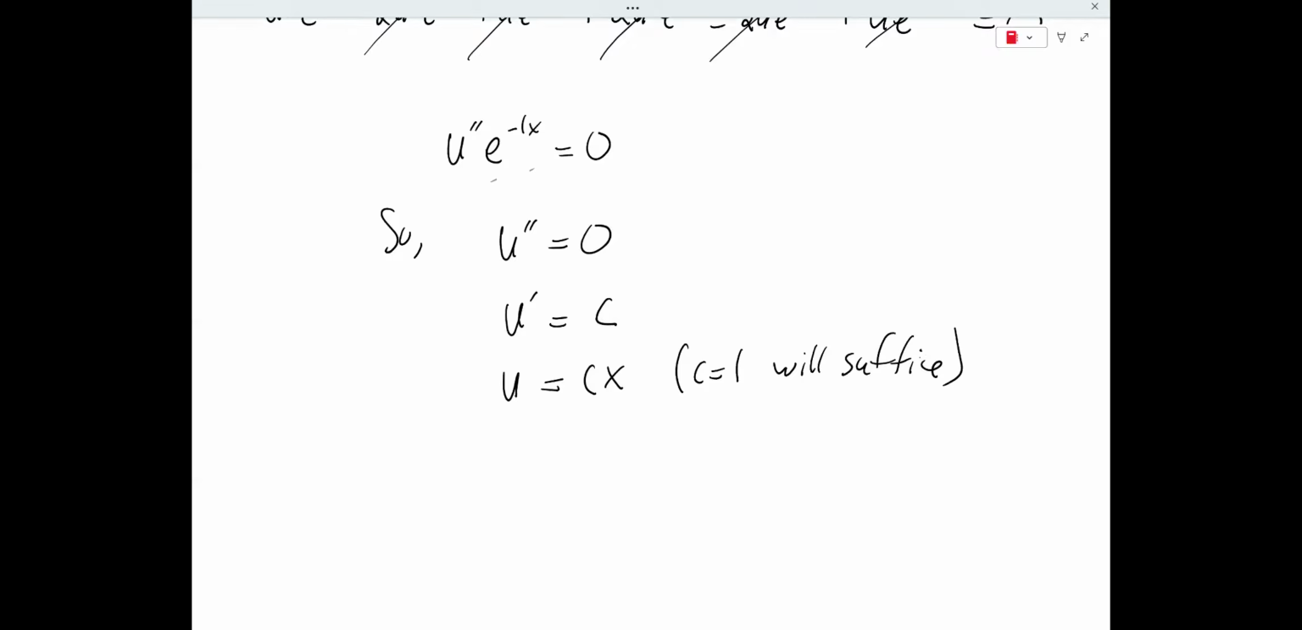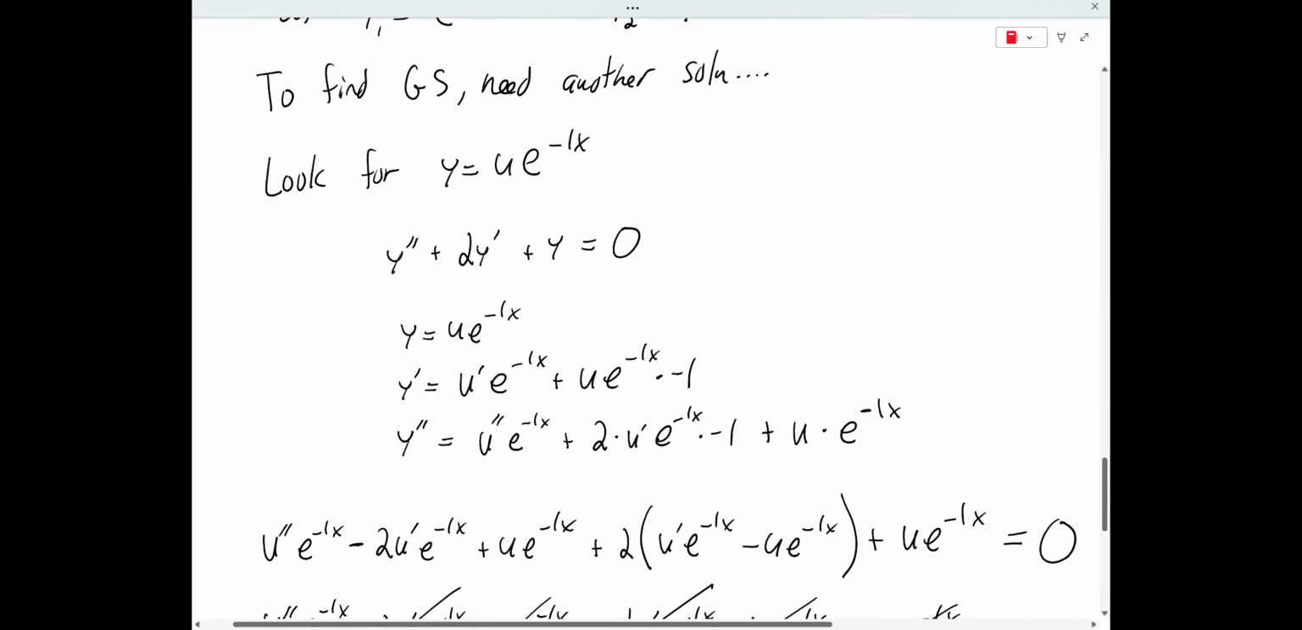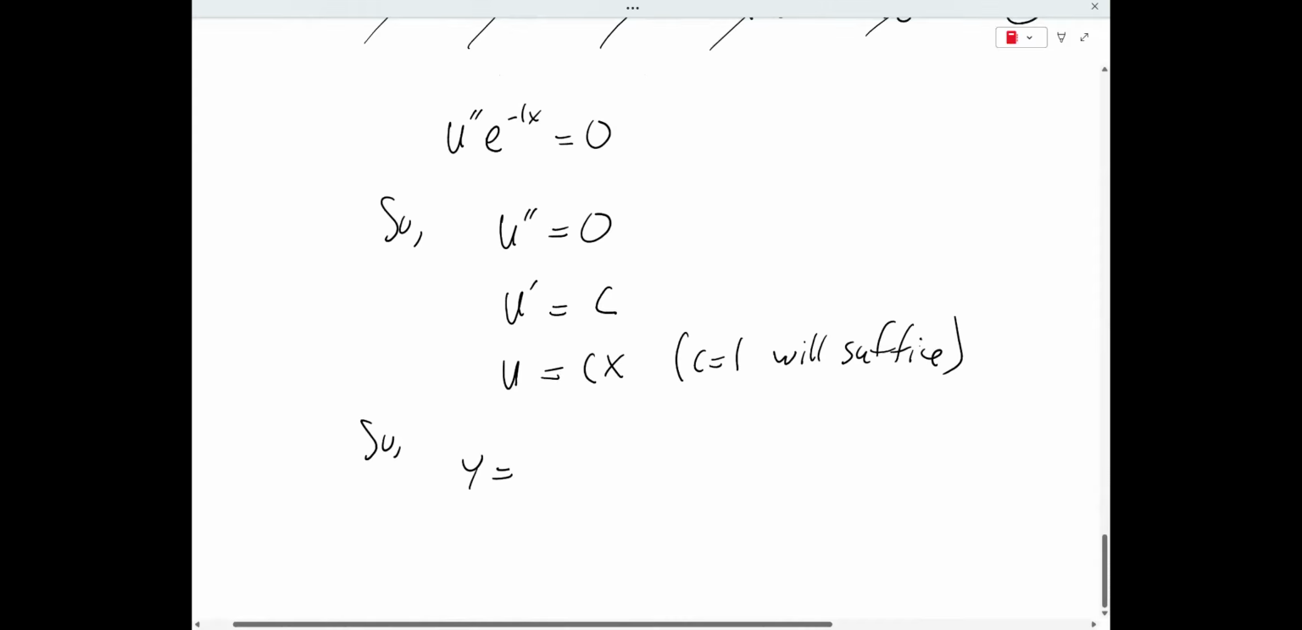So basically here, we got another solution, right? y is equal to what? It was u times e to the negative 1x, so that would be x e to the negative 1x. So this is like our y sub 2 here. Now this is our other solution we got. So this is the second solution here then.